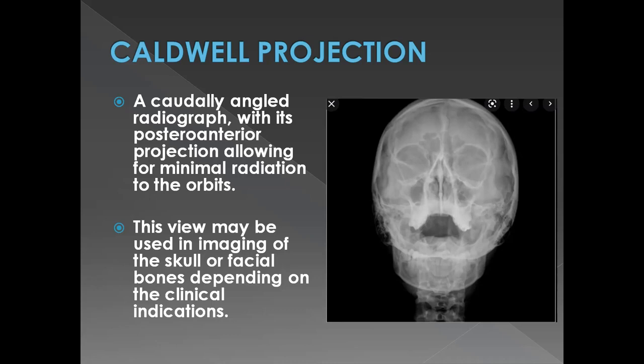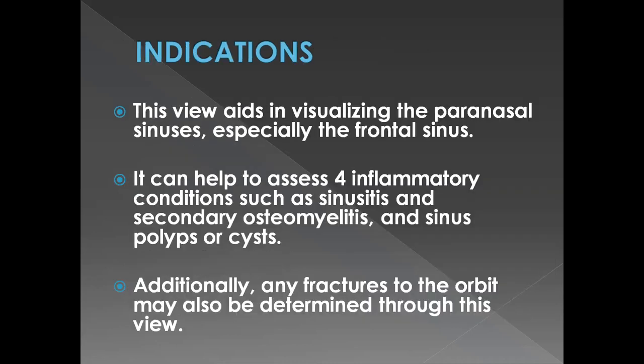All right. So this view is usually used in imaging of the skull or facial bones, depending on the clinical indications. But the most major indication of the caudal projection is for viewing the frontal sinuses. So what is it indicated for? It aids in visualizing the paranasal sinuses, especially the frontal sinus. It can help to assess inflammatory conditions such as sinusitis, secondary osteomyelitis, and sinus polyps or cysts. Additionally, any fractures to the orbit may also be determined through this view. So frontal bone and orbital fracture, you can somewhat visualize them from this caudal projection.